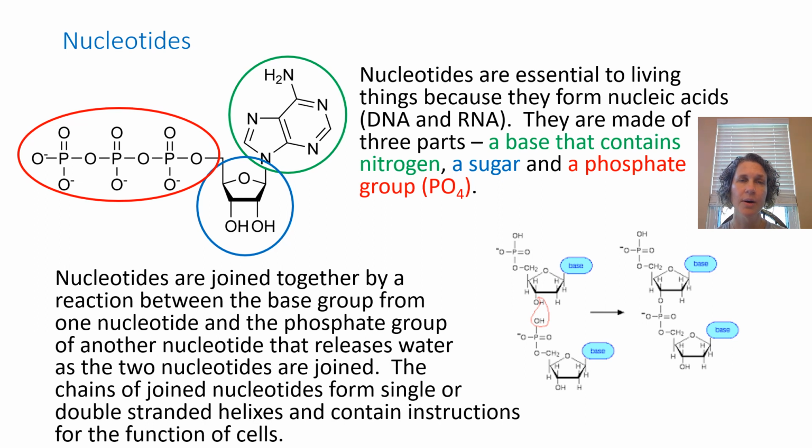We'll talk way more about these when we talk about DNA and its function and what it does in the cells. But nucleotides also form chains. They are bonded from one group to another. The base group on one and the phosphate group on another will bond together, releasing an H and an OH to form water. And you have these very long chains that can be single, or the double-stranded helix like we talked about with the shape of DNA. That is the chemical instruction for the function of cells. This is what makes you, you.